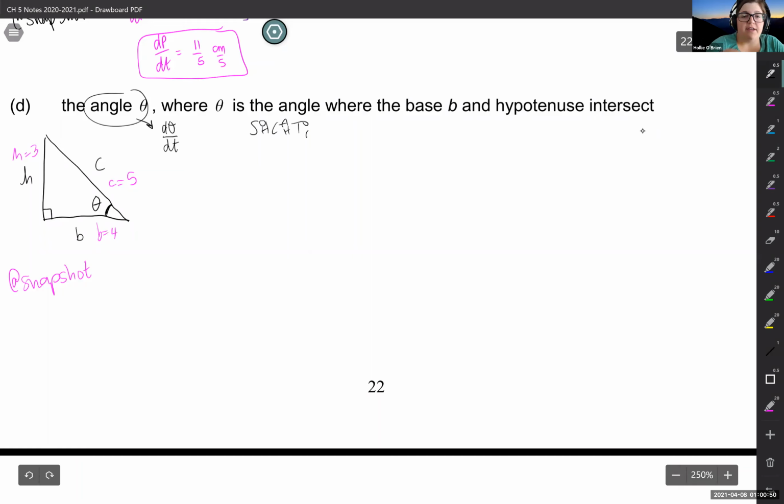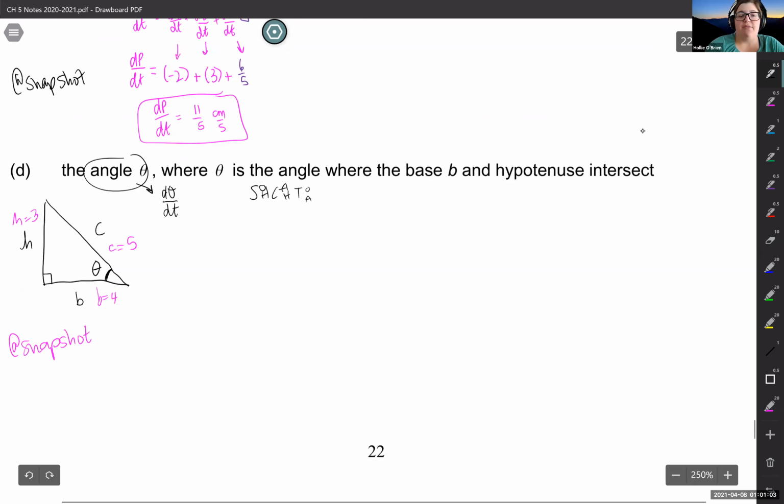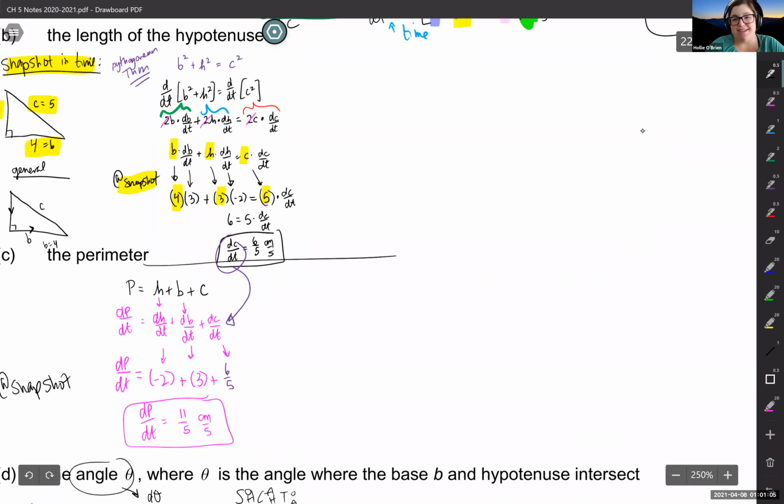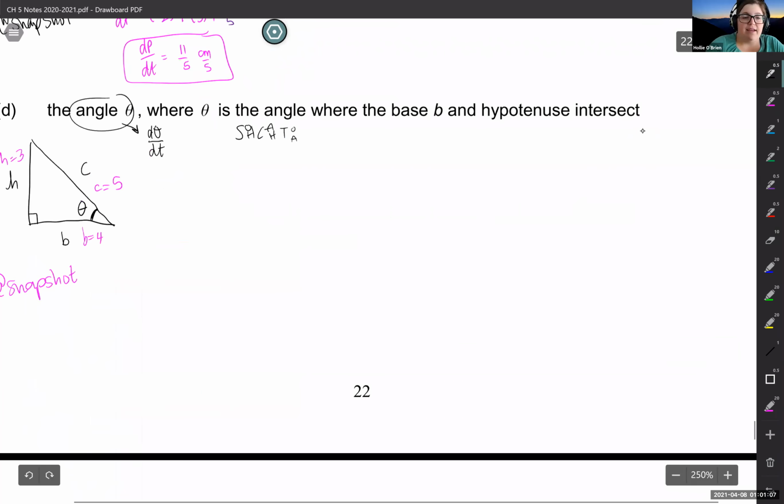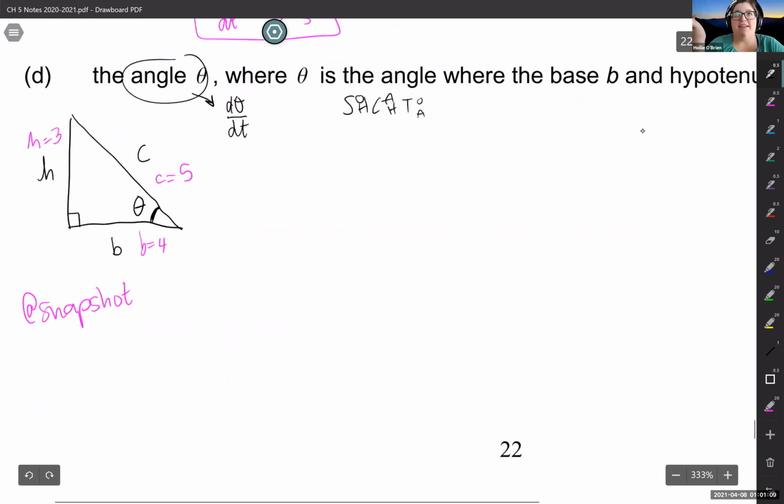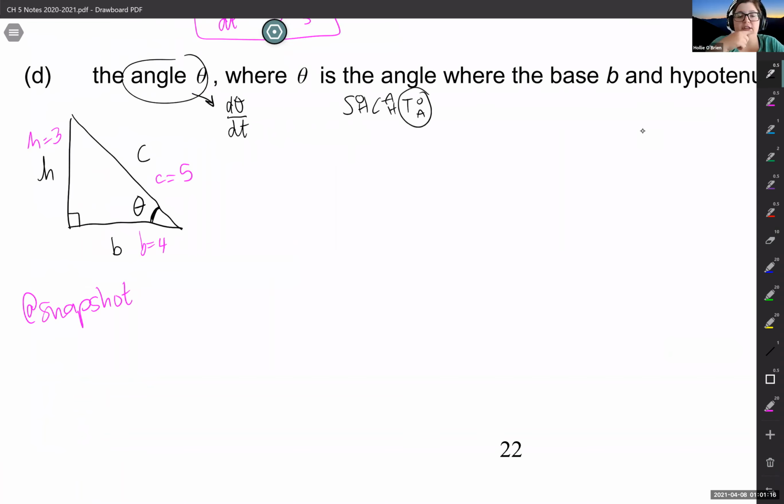SOHCAHTOA, because I'm gonna justify why I'm gonna use tangent. So we're gonna have to take the derivative. And if I use sine or cosine, I'm gonna have to put a c because that's the hypotenuse. And we know the rate of change is 6/5. I don't like that. There's an easier way. If I use tangent, guess what? The rate of change of the height, the rate of change of base, they're integer numbers, so it makes it a little easier for myself. That's why I'm going to use tangent.